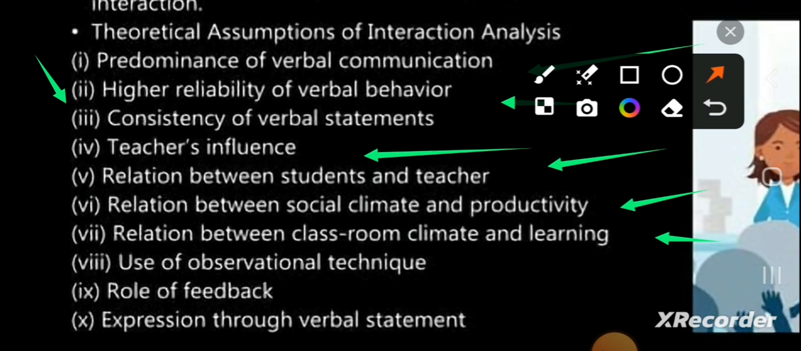Relation between social climate and productivity. The social climate of the classroom is assumed to affect the productivity and learning outcome of the students. Use of observational techniques. Observational techniques are fundamental for capturing and analyzing interactions, allowing for an objective assessment of classroom dynamics. Role of feedback. Feedback, from both the teachers and peers, plays a crucial role in shaping and improving interactions and learning.